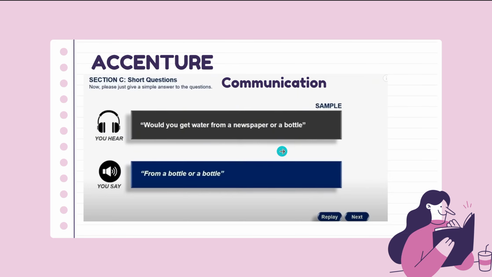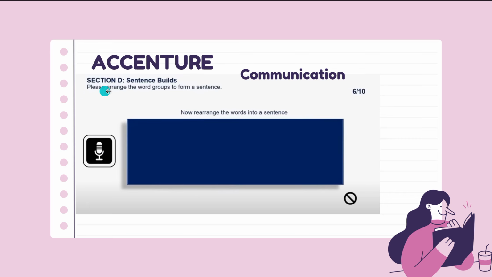That is the third section. And section D is sentence building. Please arrange the word groups to form a sentence. It will give you something like "I apple ate". Then how should you frame the sentence? "I ate apple", or "I ate an apple".